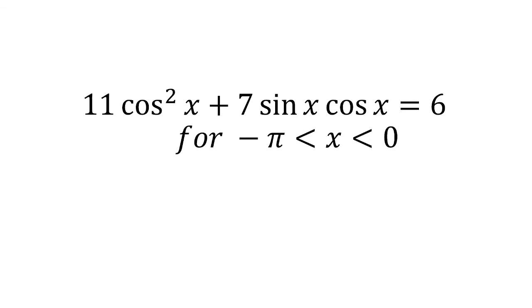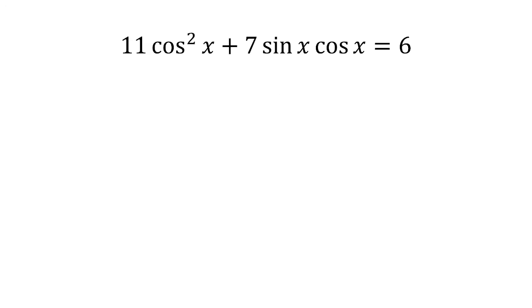In this video, we'll be solving the equation 11 cosine squared x plus 7 sine x cosine x equals 6 for x being between negative pi and 0. First, I'm going to subtract 6 from both sides. And one thing you notice is this equation has both cosine and sine.